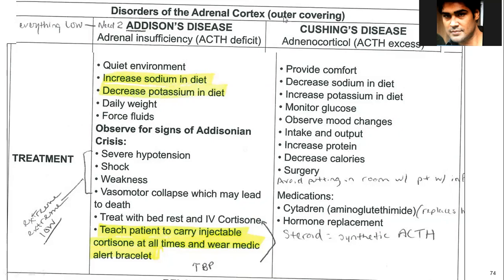So this is the basic note about Addison and Cushing. It is super important for the NCLEX board exam.